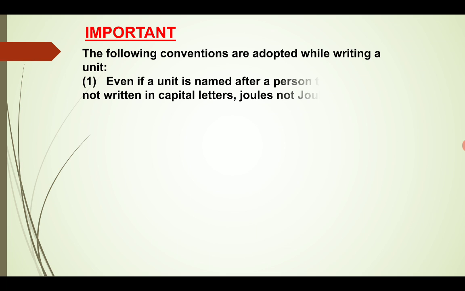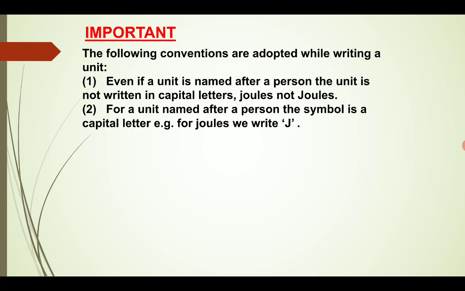The first one is, if we are writing a unit named after a person who gave that unit, in that case the name is written in small letters, not in capital letters. That is, if we are assigning the unit joule to work or energy, in that case the j in joule will be small, not capital. Second, for a unit named after a person, the symbol is a capital letter.